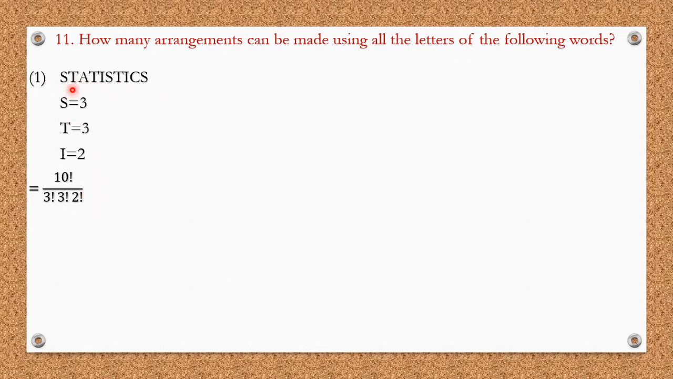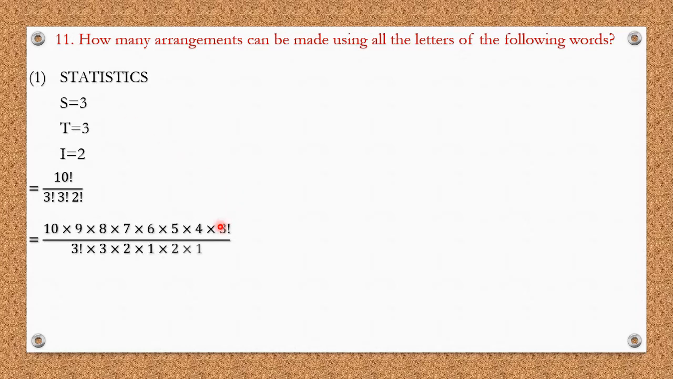So whether I take this T and put it here, it is going to be the same thing because they are the same characters. Okay. So this is a method of calculating arrangement for similar values. So we just expand this.